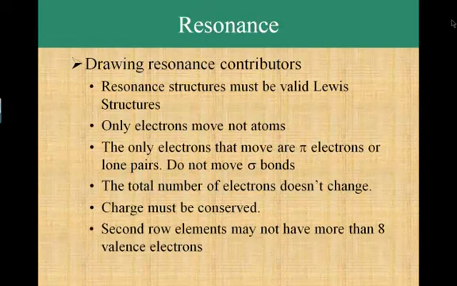Second row elements may not have more than 8 valence electrons. This is just another way of saying that you cannot violate the octet rule for second row elements, or that your structure must be a valid Lewis dot structure. However, keep in mind that your second row elements may have less than 8 electrons in the valence shell.